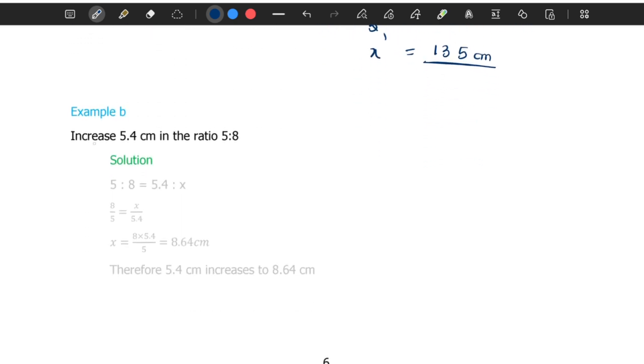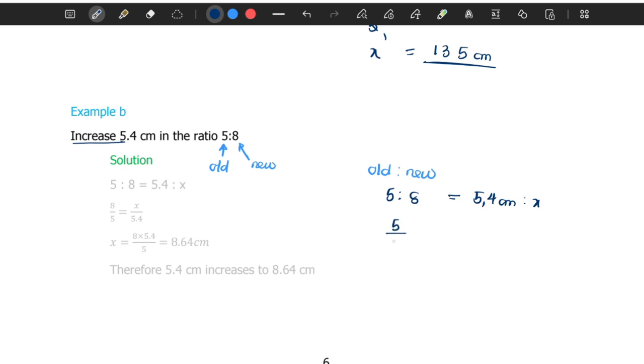And then the next example says increase 5.4 centimeters in the ratio of 5:8. So it says increase. So again, that means that this is the old, and this is the new. Again, we maintain the order we have in the ratio. So that means 5:8 is equal to 5.4 centimeters is to x, which we're trying to find, the new length in this case.